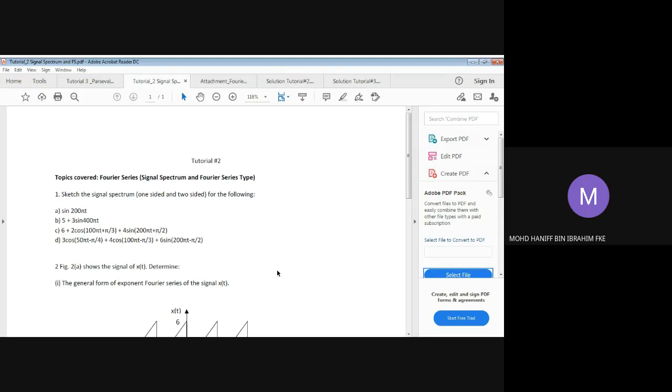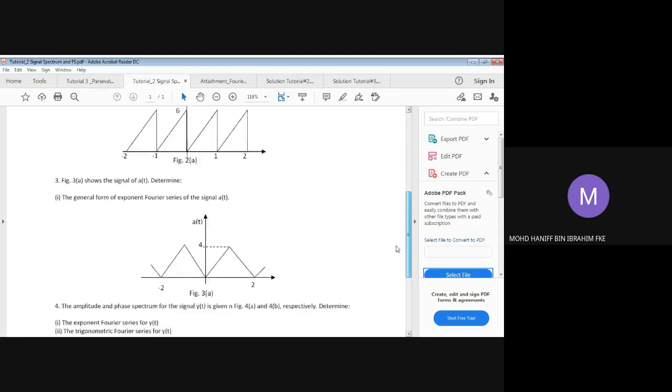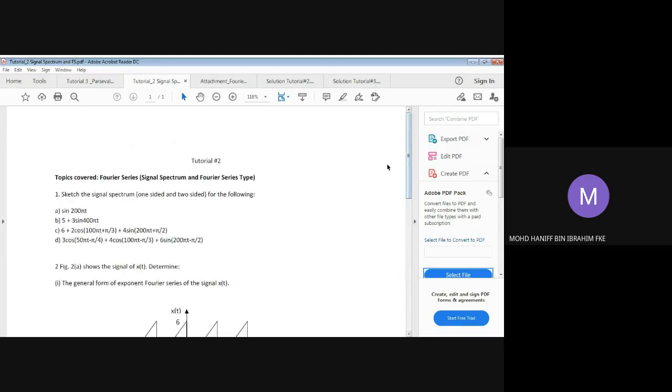So this is tutorial number 2. It is only one page, and the topics covered for this tutorial 2 are the spectrum of signal and also a type of Fourier series. As usual, I want to have feedback from the students. Which questions do you think need guidance for me to solve for you? Any questions on tutorial number 2?